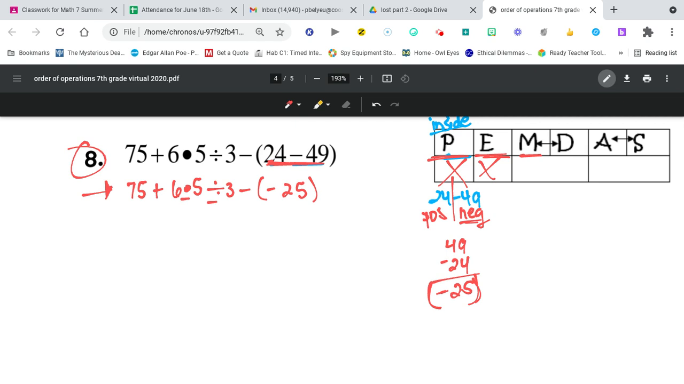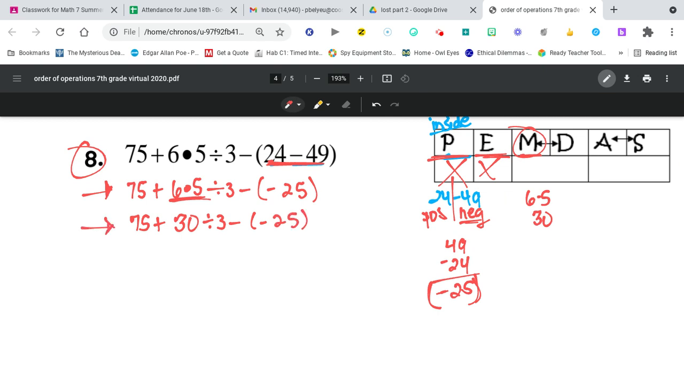Divided by is after multiplication. So I'm going to multiply first. So I'm going to multiply 6 times 5 first, which gives me 30. So I get to replace 6 times 5 with 30. So I have 75. And the 6 and the 5 get replaced with 30 because that's what you get when you multiply them together. Divided by 3 minus negative 25.